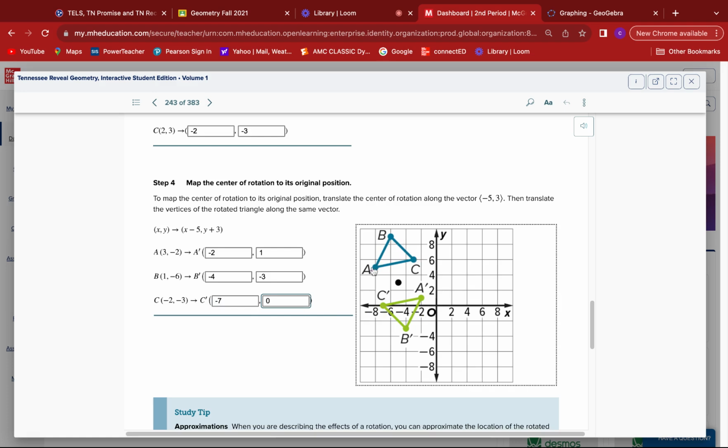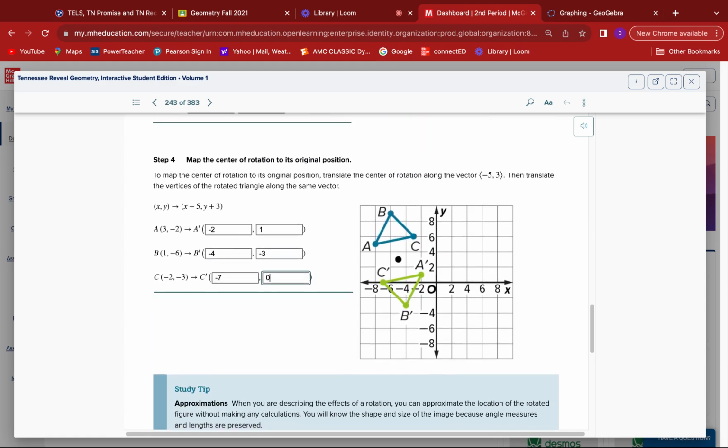So this original pre-image triangle ABC has been rotated left 1 turn, 2 turns. If it had been 270, it would have been 3 turns and then back to the original. So we have quarter turns in geometry: 90, 180, 270, 360. All right, so there is your answer.